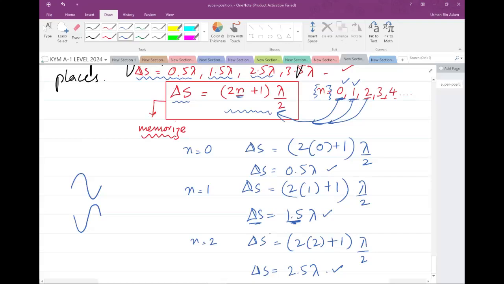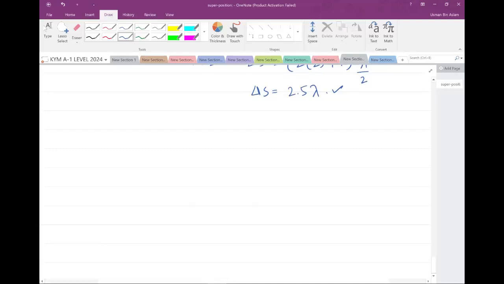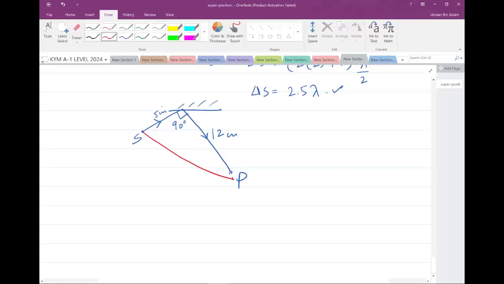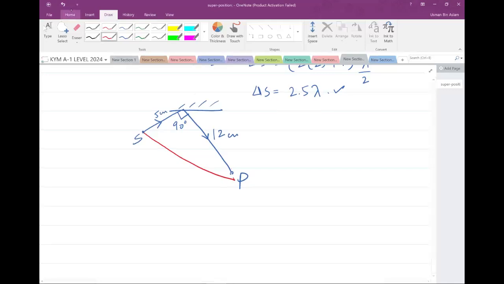Sir, could you explain this formula with an example? Okay, I'll show you an example. Let's use the same example that we discussed earlier. The wave was reflecting from it and coming back down to a point P. This angle was 90 degrees. This was 5 centimeter. This was 12 centimeter. And a wave was coming directly from S to P in a straight line. Of course, that's not a good diagram.